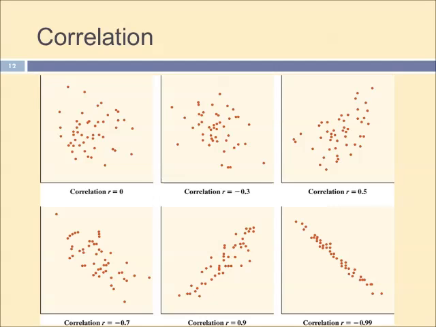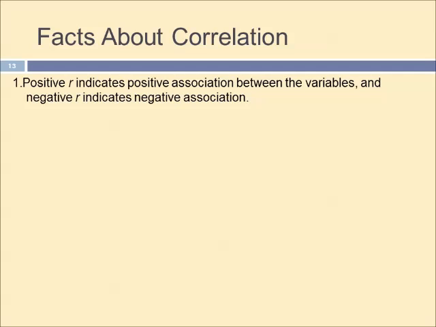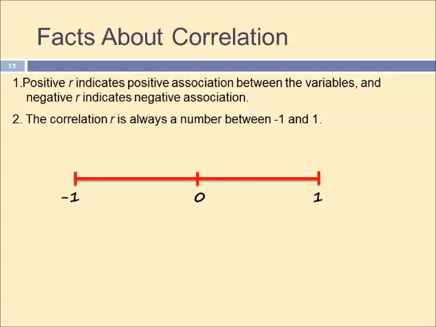Generally, we talk about a weak relationship, a moderate relationship, or a strong relationship. And those are somewhat subjective terms. Positive R indicates positive association. Negative R indicates negative association. The correlation is always a number between -1 and 1. The closer the R value is to 0, the weaker the relationship. If R equals 0, that means there's no relationship. As R increases toward 1 or -1, that indicates a stronger linear relationship.